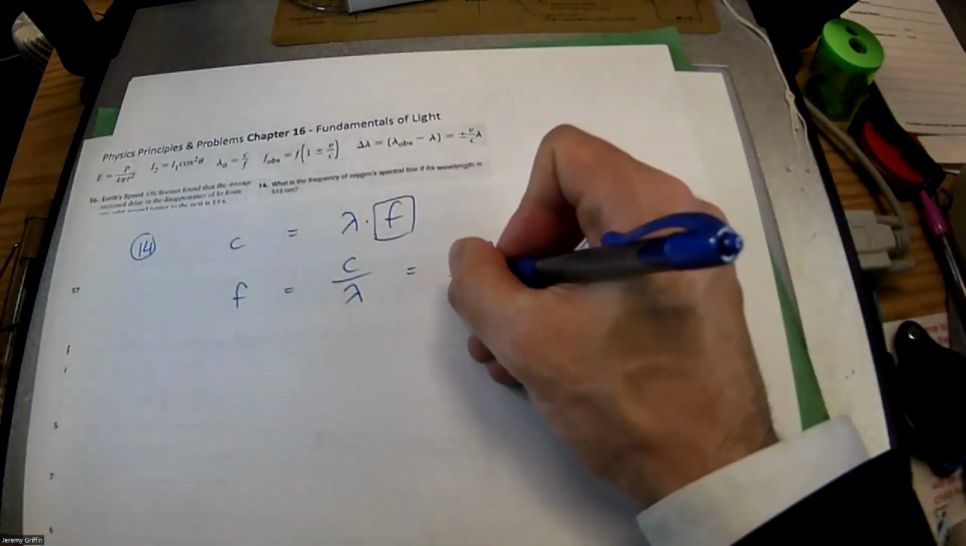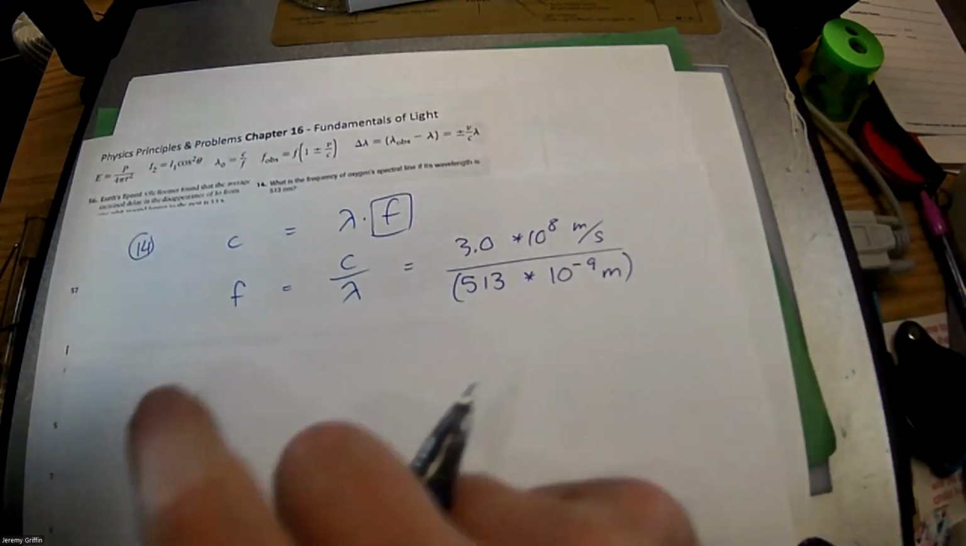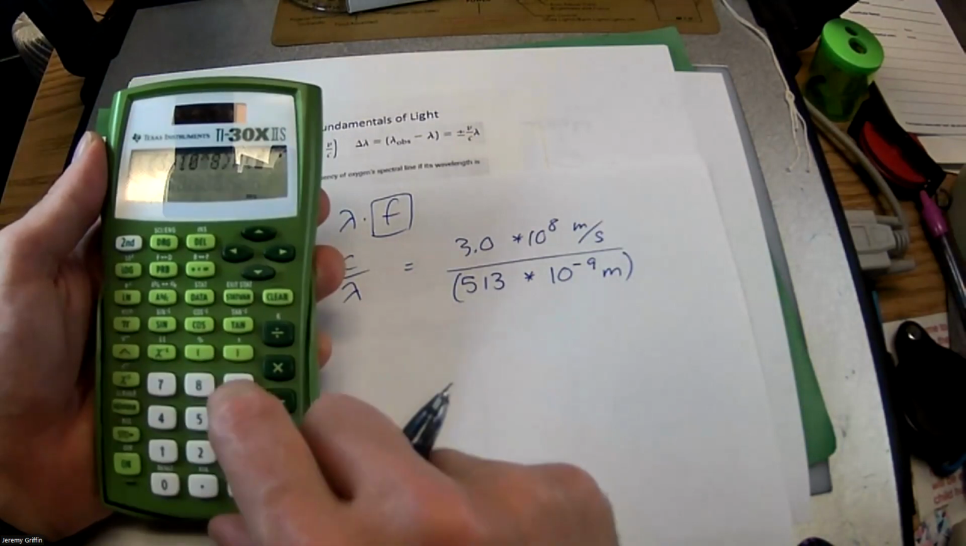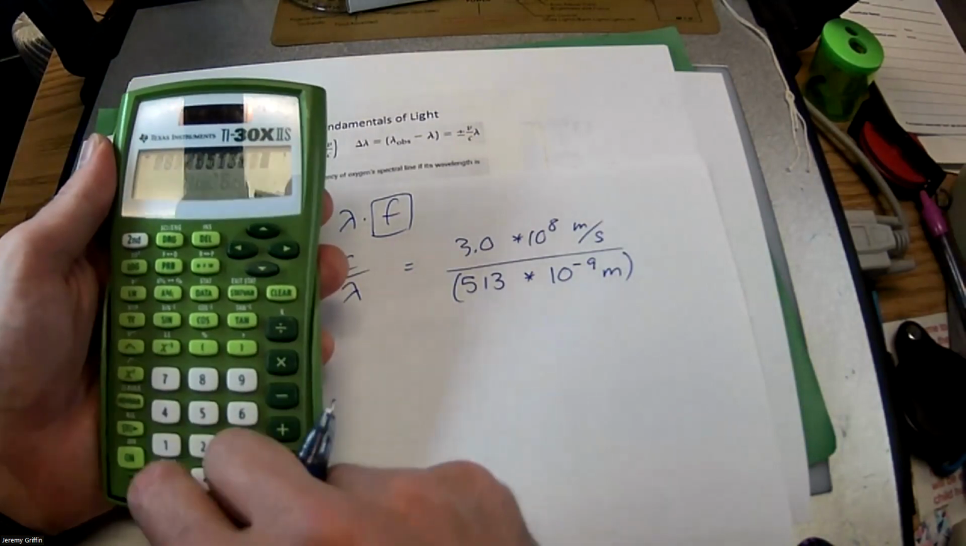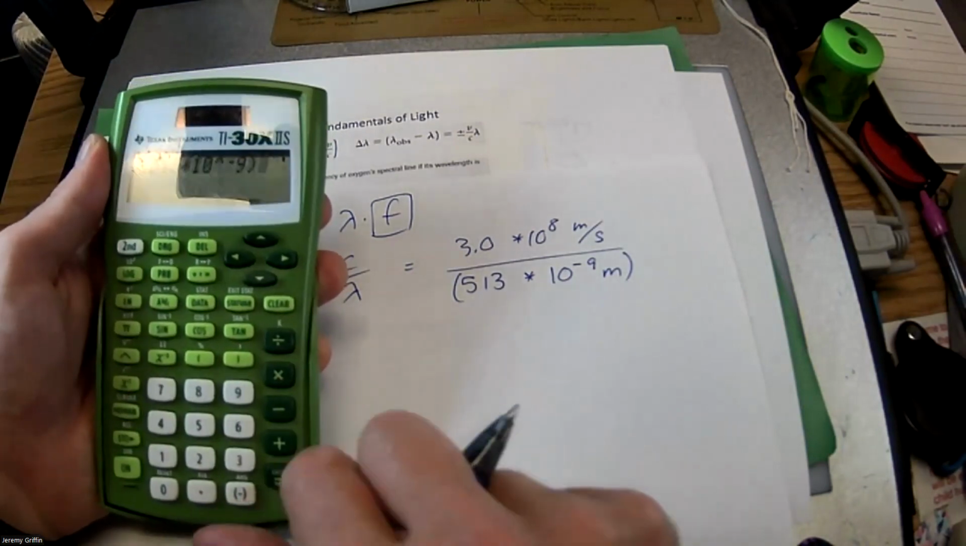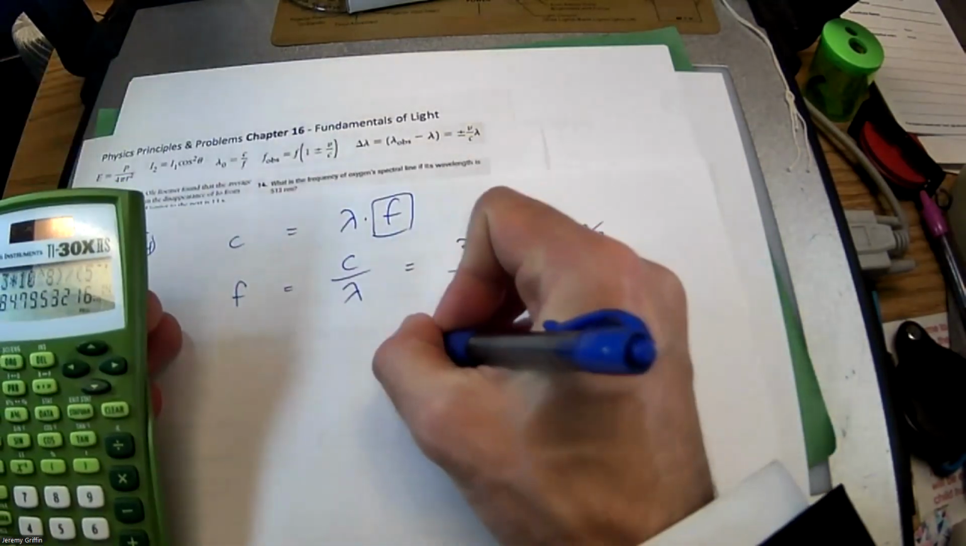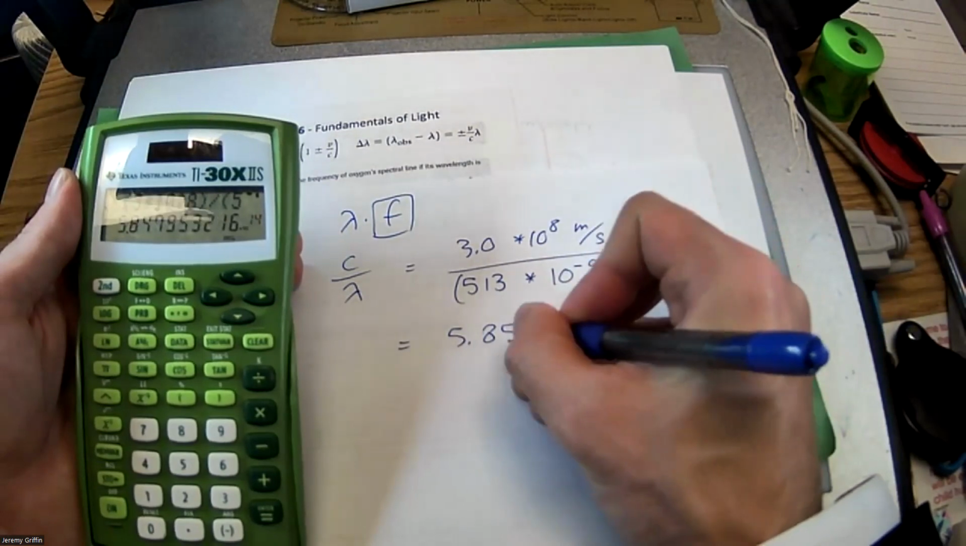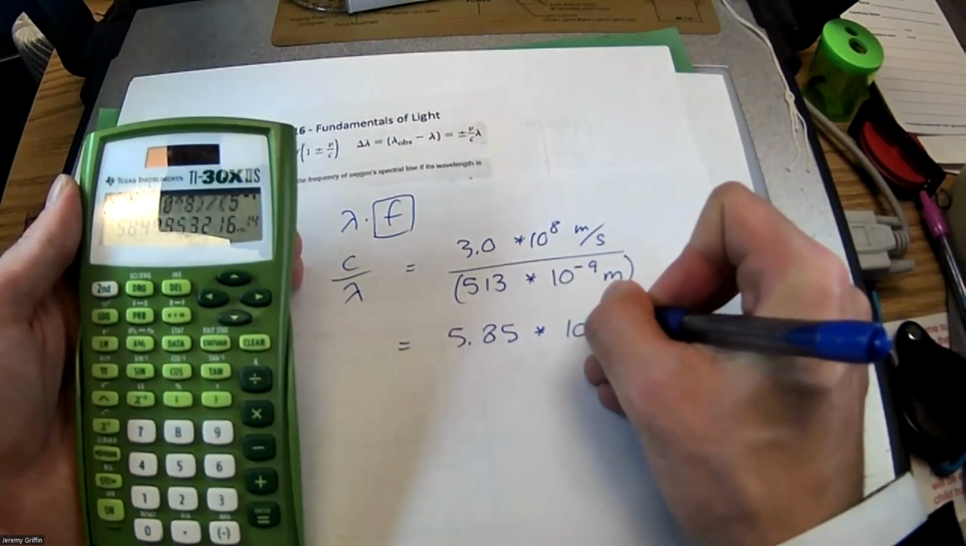So let's write that. I'll throw this in parentheses. Goes from the calculator. What is 3 times 10 to the 8, close parentheses, divided by open parentheses, 513 times 10 to the -9? That is 5.847, or I'll call it 5.85 times 10 to the 14.